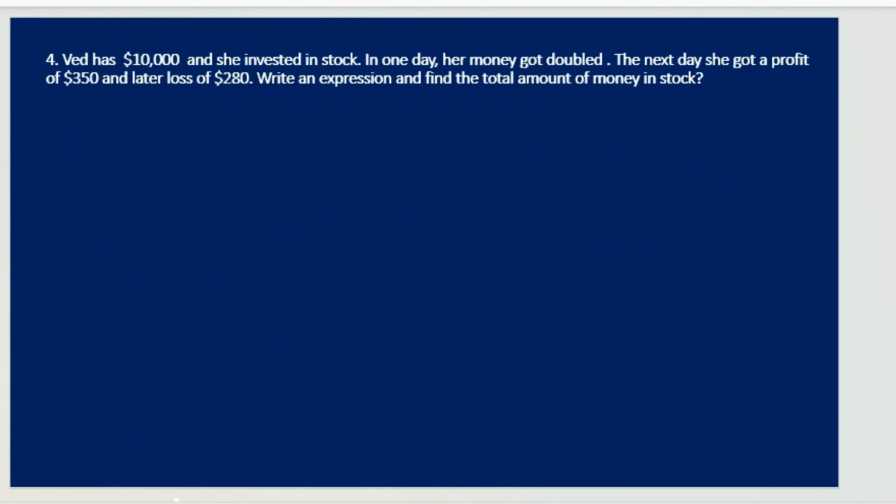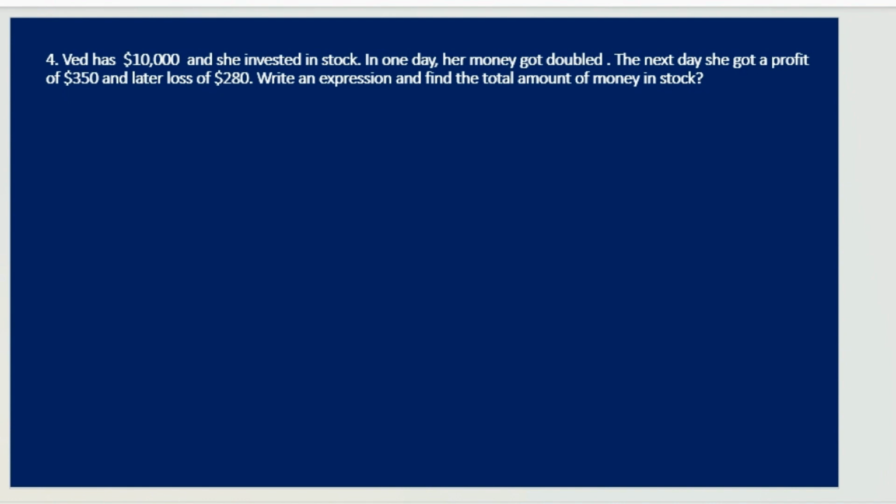Okay, last question. Number 4 is Wade has $10,000 and she invested in stock. In one day, her money got doubled. The next day, she got a profit of $350 and later loss of $280. Write an expression and find the total amount of money in stock.